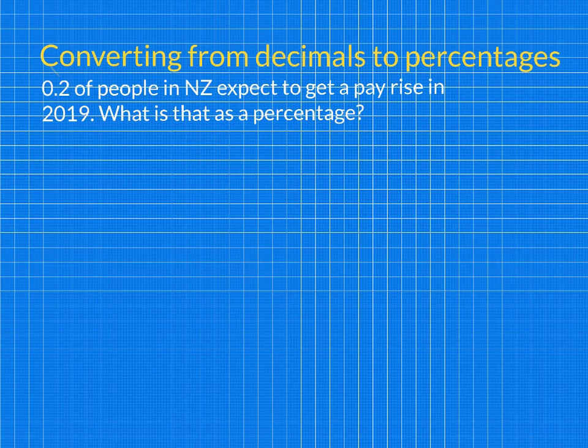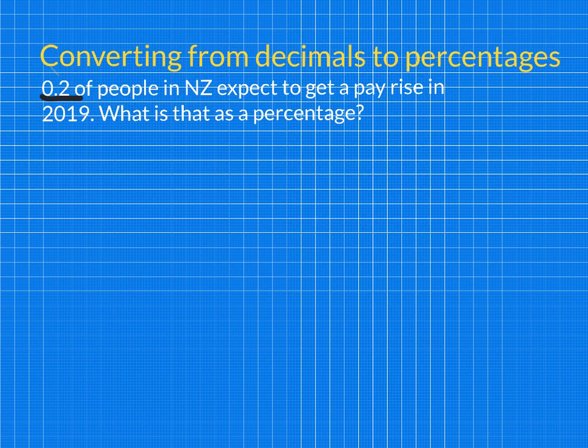In this example, we're going to be converting from decimals to percentages using our simplifying method. 0.2 of people in New Zealand expect to get a pay rise in 2019. What is this as a percentage? So 0.2, we need to change it into a fraction first of all to really be able to understand it.